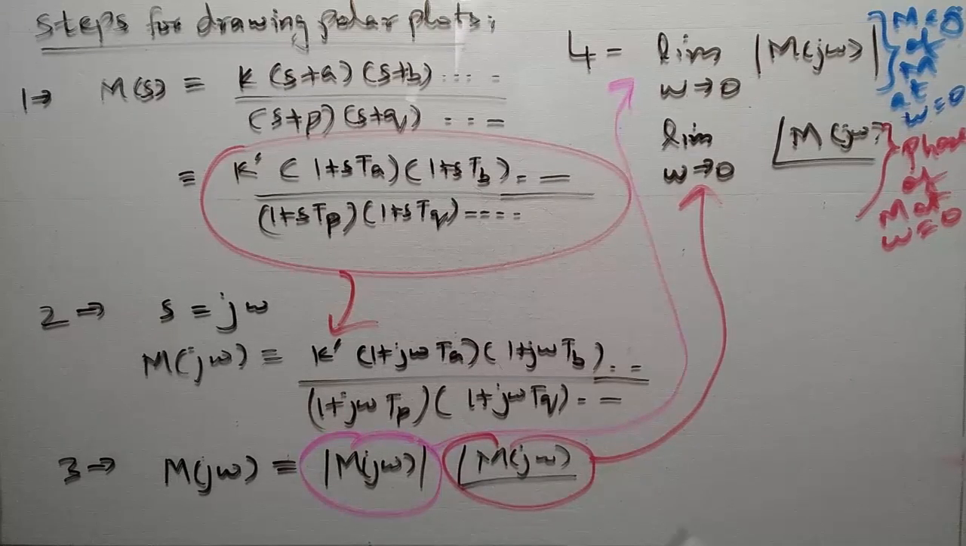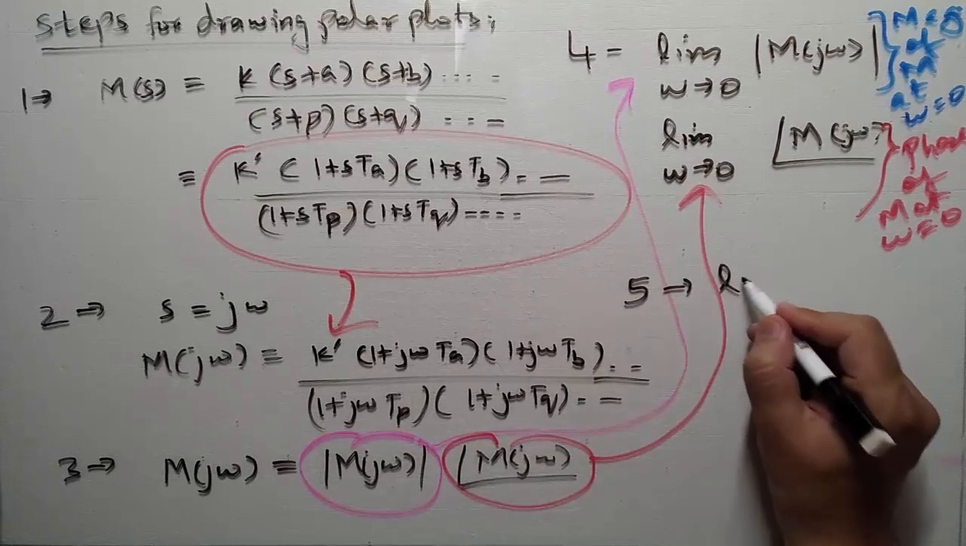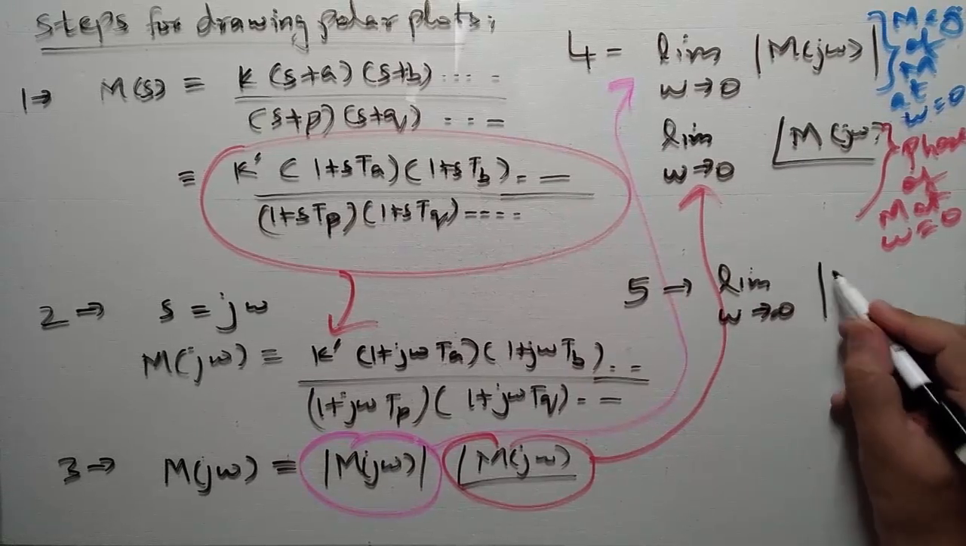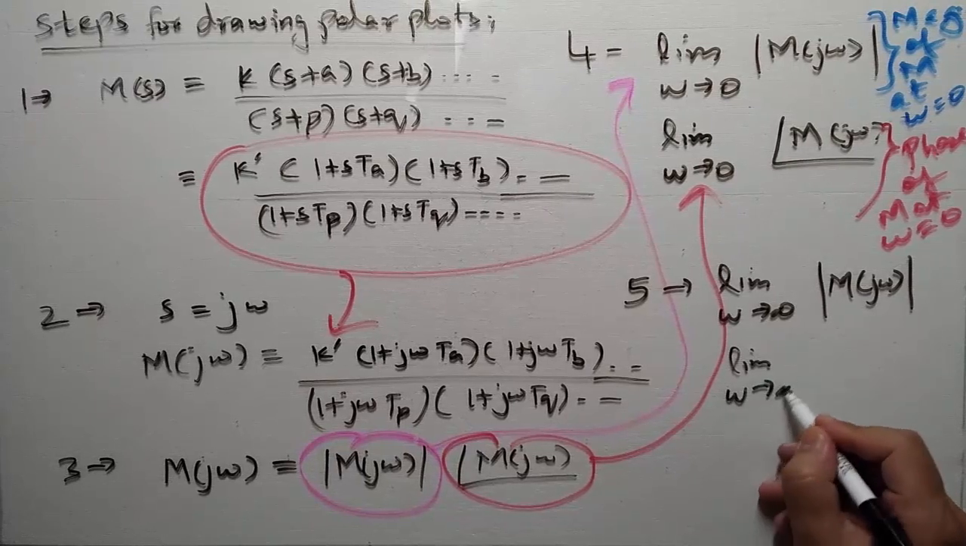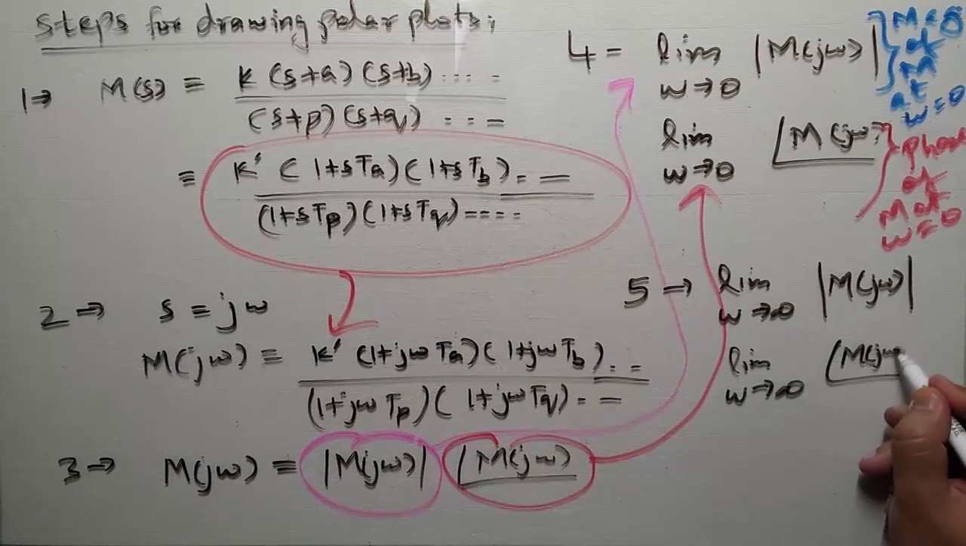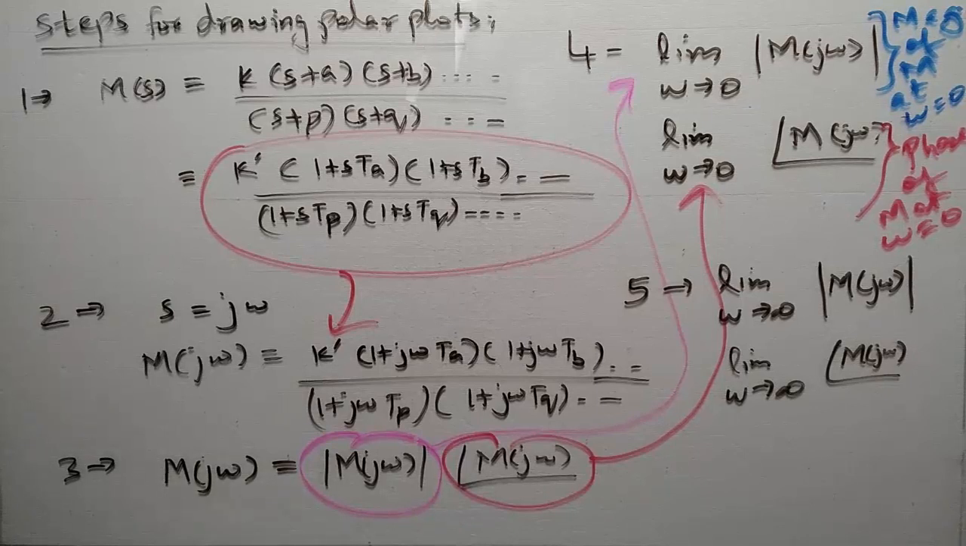Then again, the fifth step says that you will have to compute the values of magnitude of Mj omega and phase of Mj omega at omega infinity. So if you compute limit omega tending to infinity magnitude Mj omega, this will give you the magnitude of M at omega infinity, while limit omega tending to infinity phase of Mj omega will give you the phase angle of Mj omega at omega infinity. So what you're basically trying to do using steps 4 and 5 is you are trying to find the 2 points of the transfer function at omega 0 and omega infinity.